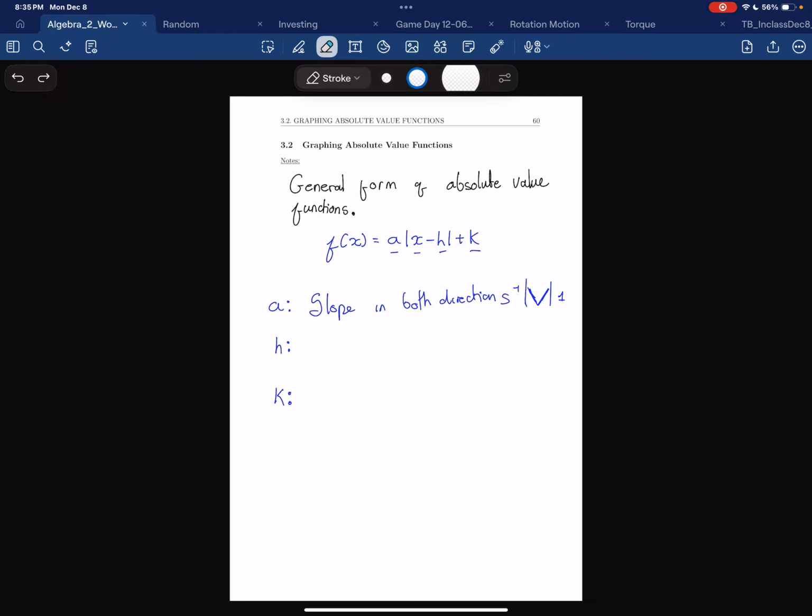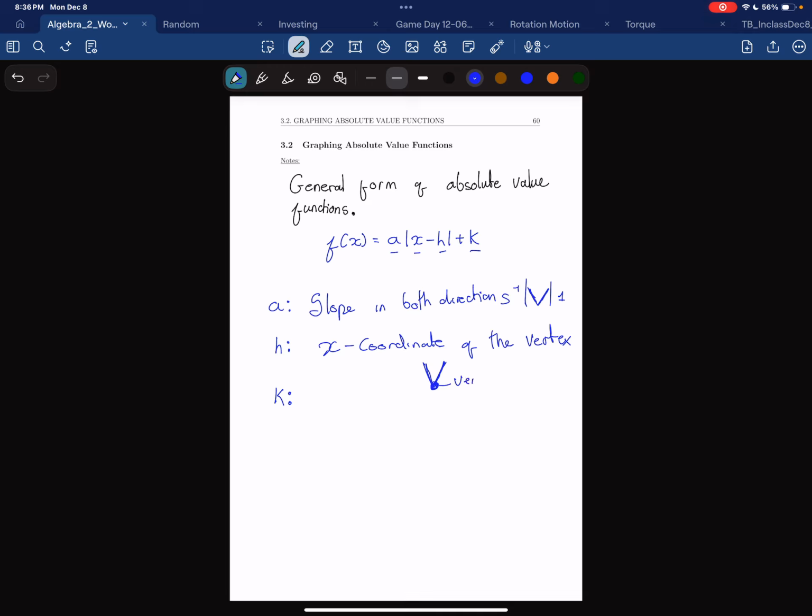So next, H. H is the x coordinate of the vertex. The vertex is just where the two lines meet. You know, because of our V, this point here, that's the vertex, right? Sorry, and H is the x coordinate of the vertex.